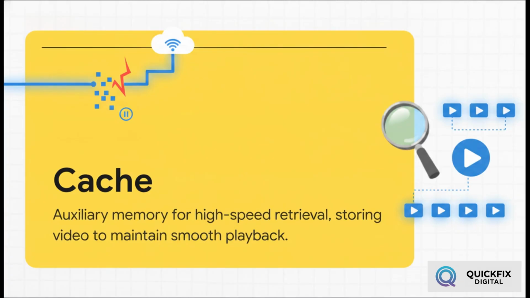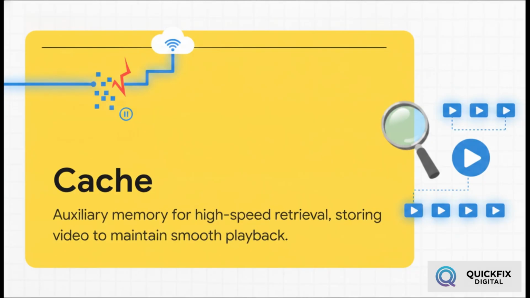Now, when you stream a video, you're obviously not downloading the whole massive file all at once. Instead, your device grabs a small chunk of that video just a bit ahead of what you're actually watching on screen. This chunk is temporarily stored in your device's RAM, and that is what we call the cache. Think of it as your safety net.